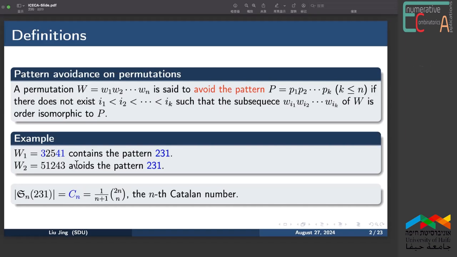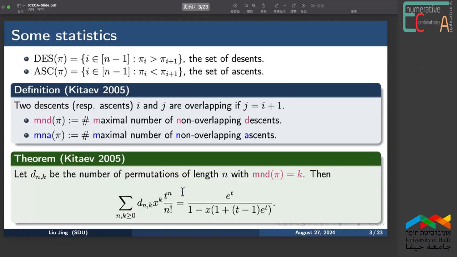It avoids it. It's well known that 231-avoiding permutations, which are the focus of our study, are counted by the famous Catalan numbers. Now we introduce the important statistic in this talk. In 2005, Kitaev proposed a new statistic, the maximum number of non-overlapping descents, when studying partially ordered generalized patterns, abbreviated as MND. Two descents i and j are considered overlapping if they are adjacent.